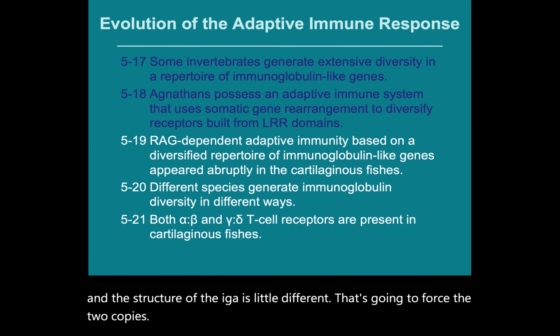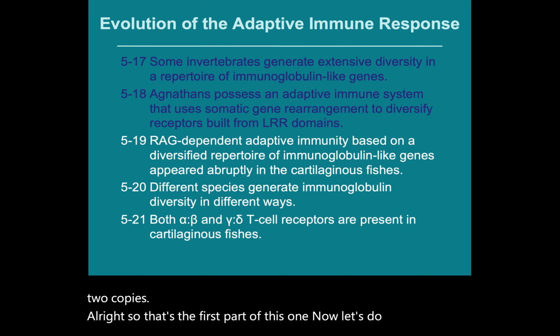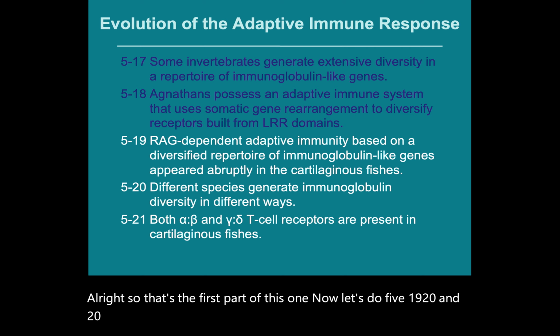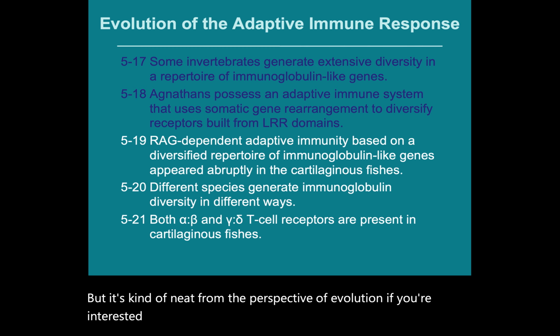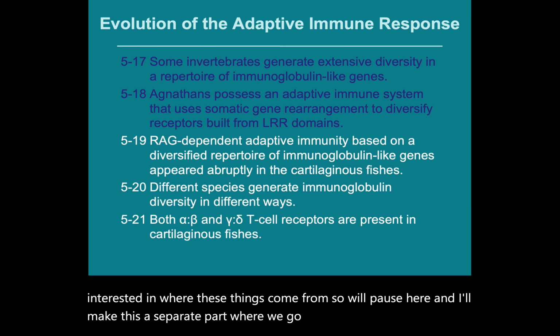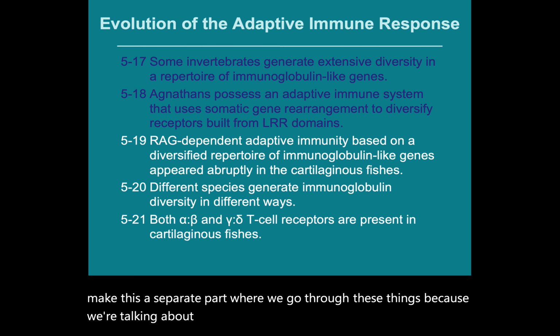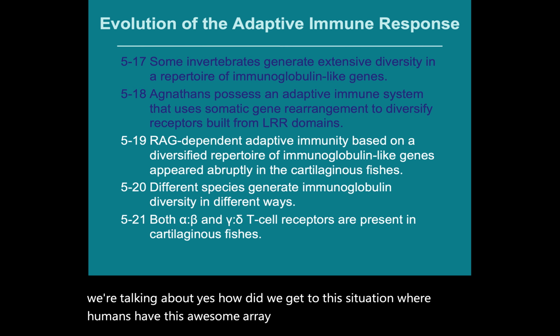All right, so that's the first part of this one. Now let's do 5.19, 20, and 21, which is just a little bit of interesting extra stuff. So we are not going to cover 5.17 or 5.18 on the test, but it's kind of neat from the perspective of evolution if you're interested in where these things come from. So we'll pause here, and I'll make this a separate part where we go through these things. Because we're talking about just how did we get to this situation where humans have this awesome array of T-cell receptors and immunoglobulin genes.